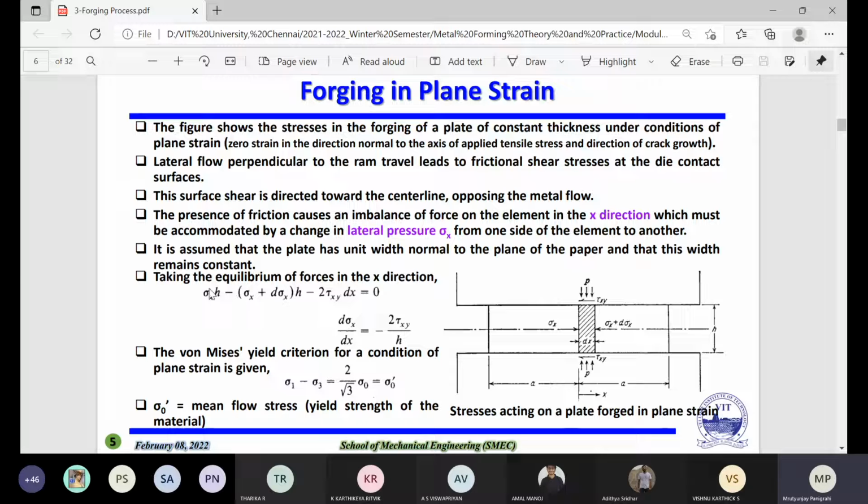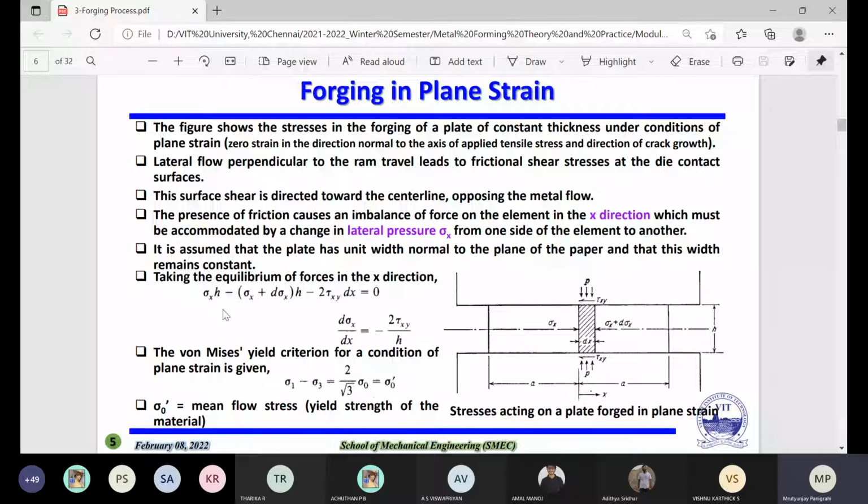So here, if you will see the equilibrium of forces, you will take sigma x into h minus, because this is in opposite direction, sigma x plus d sigma x into h, minus, and what is the stress generating here, 2 tau xy dx equal to 0. Is it fine, this equation? The first equation. Yes, sir. Okay.